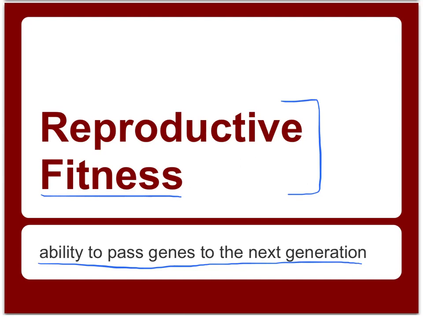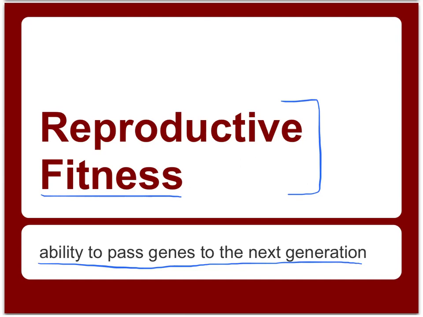So an organism that is very reproductively fit has lots of offspring and is passing many of its genes to the next generation. And we can understand then that an organism that is well suited to an environment is competing well for resources. That means it's well adapted. And if it's acquiring resources, it's likely surviving and having offspring.